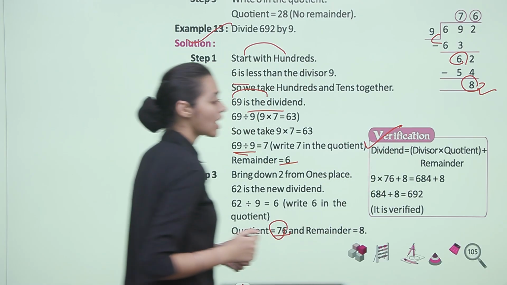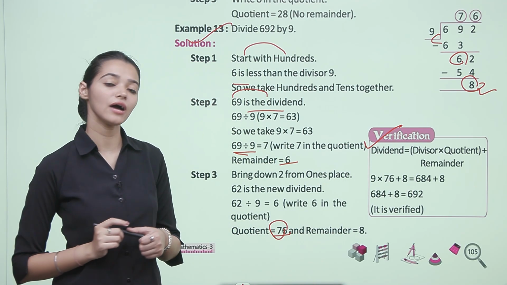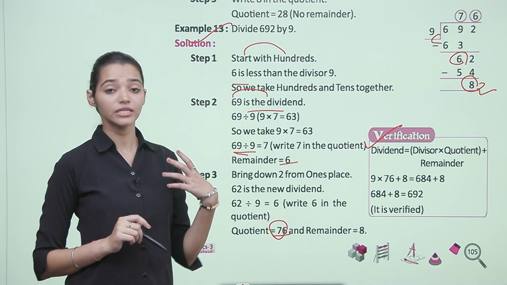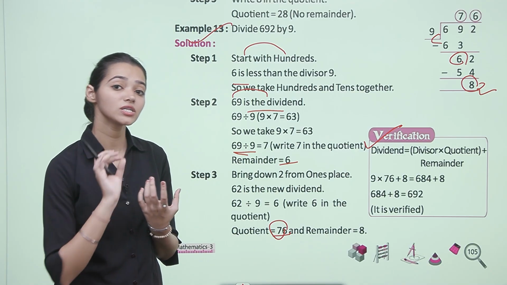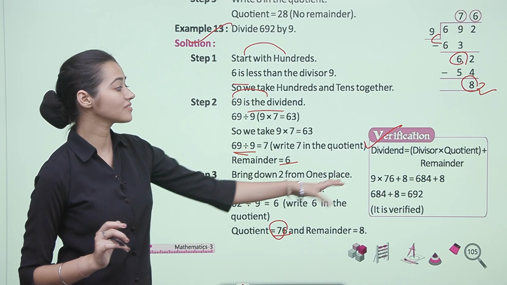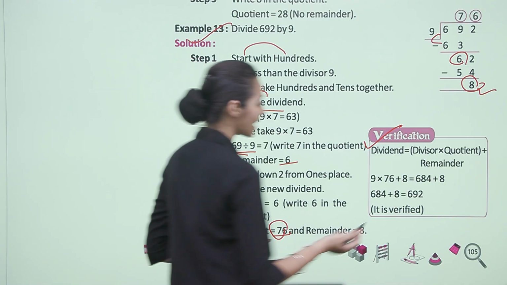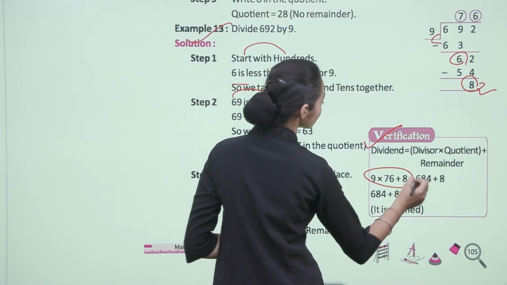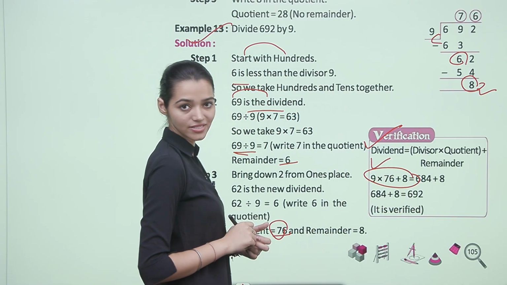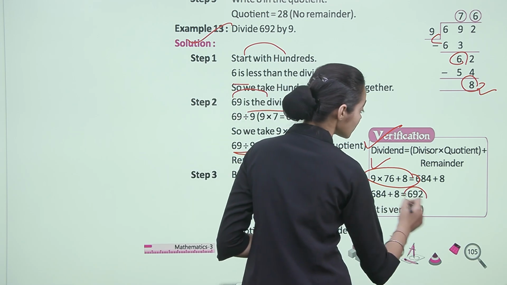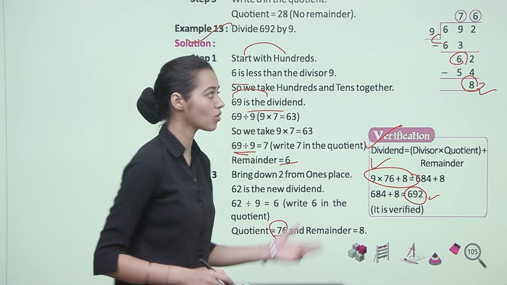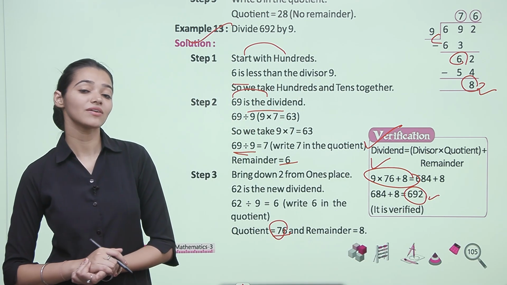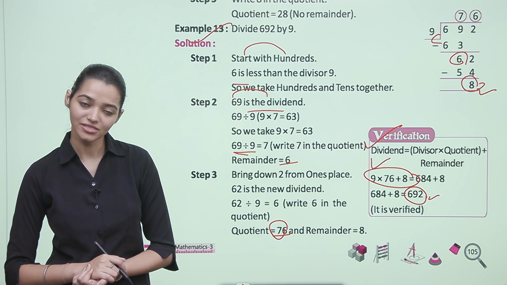Now always remember how we can verify our answer. If we have to verify our answer, then dividend is always equal to divisor into quotient plus remainder. Now put these values in this, and if our answer, when we solve this with quotient, remainder and divisor terms, is equal to the dividend, which is 692, which is also our correct answer, that means our answer is correct and we have verified our answer very carefully.